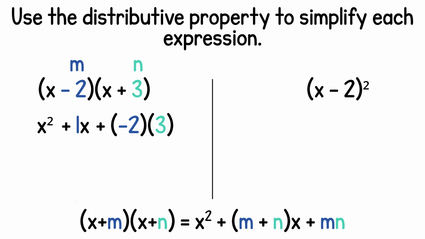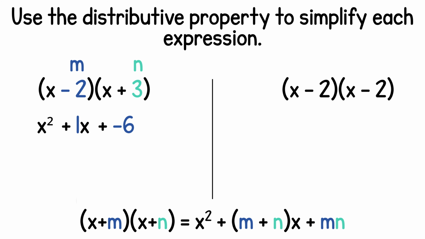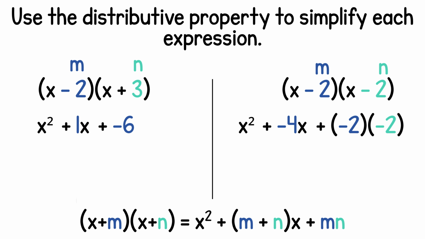And now we'll multiply our products of m and n. So we'll multiply negative 2 times positive 3, which gives us negative 6. Now let's look at x minus 2 squared. This is the same as x minus 2 times x minus 2, since a number squared just means that we're multiplying it by itself. So we have m and n both as negative 2 in this example. So we'll always start with our first term of x squared, and then we'll add our x term where our coefficient is negative 2 plus negative 2, which gives us negative 4x. Now we'll add the product of negative 2 and negative 2, which gives us positive 4.